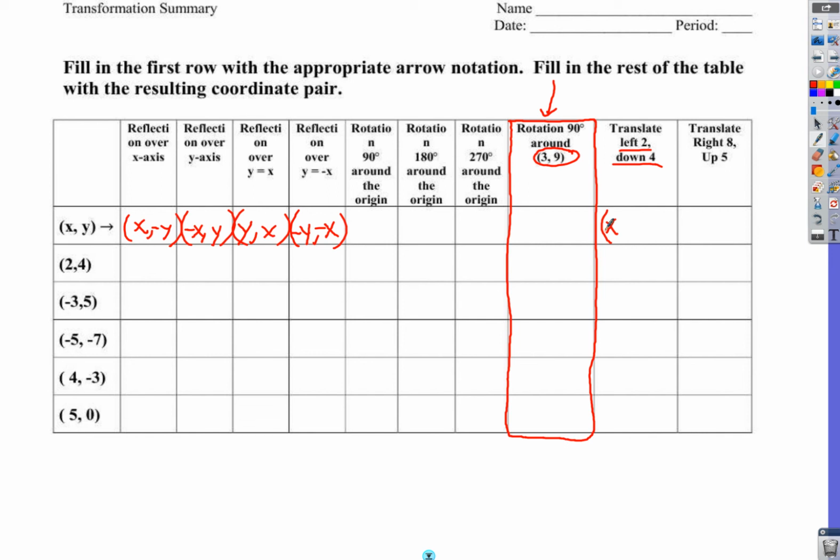Left 2. When you are translating, what operations are we doing? Adding or subtracting. So what do you think left 2 would mean if it's either adding or subtracting? Subtracting. How many? 2. Good, x minus 2. Savion, finish it off for us. How about the y, down 4? Not x, y. Y minus 4, yeah?